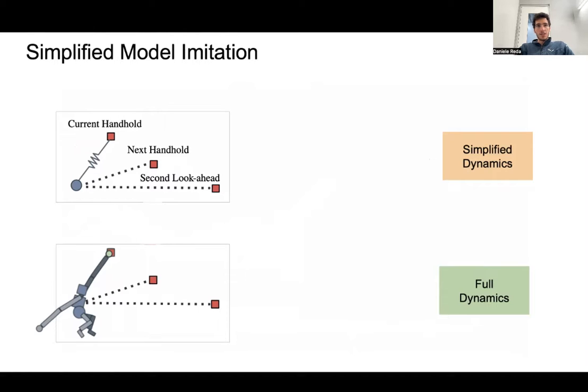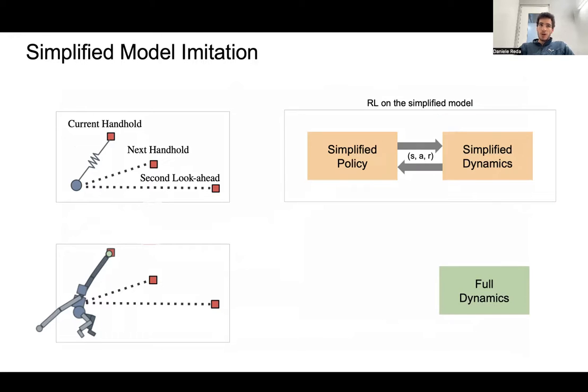We have two characters. Both have the same goal of learning how to traverse a sequence of handholds. The simplified character, the one in the top left, is a point mass, which is an approximation of the full character, the one on the bottom left of the screen.